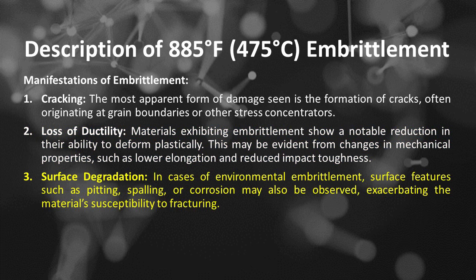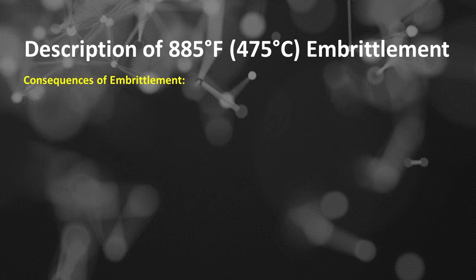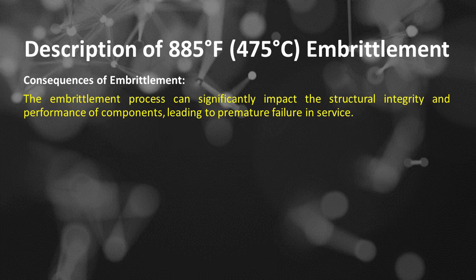Number 3 is surface degradation. In cases of environmental embrittlement, surface features such as pitting, spalling, or corrosion may also be observed, exacerbating the material's susceptibility to fracturing. Consequences of 885 degrees Fahrenheit or 475 degrees Celsius embrittlement. The embrittlement process can significantly impact the structural integrity and performance of components, leading to premature failure in service.